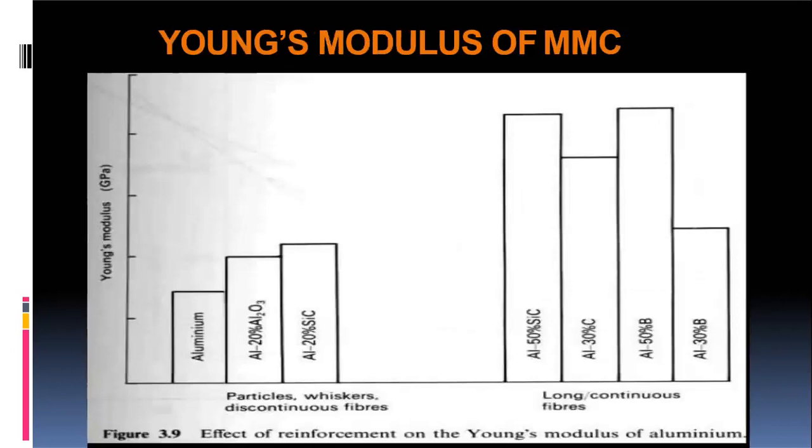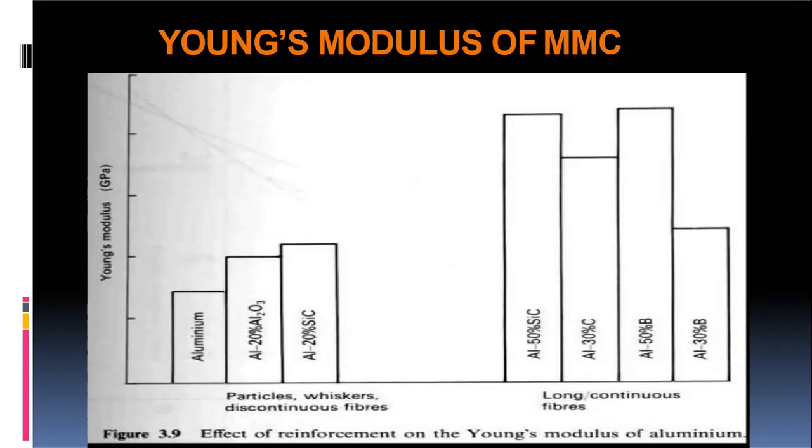So next one is the Young's modulus of metal matrix composites. We are taking different types of fibers here, and we are calculating the Young's modulus. First type is the particles, whiskers and discontinuous fibers. Second one is the long or continuous fibers. So we are taking the reinforcement as two types: the particles, whiskers or discontinuous fibers, that is in shorter form, and the long or continuous fibers.